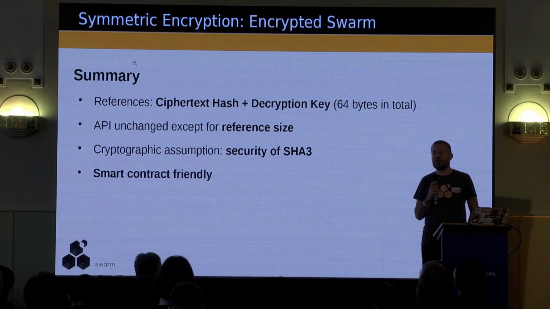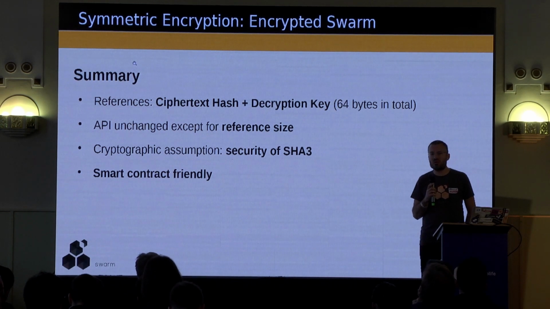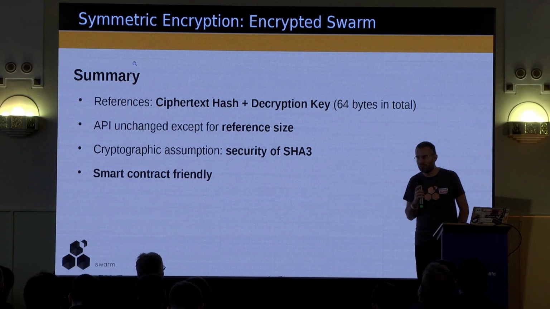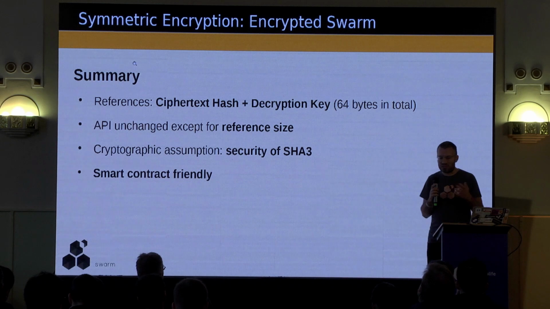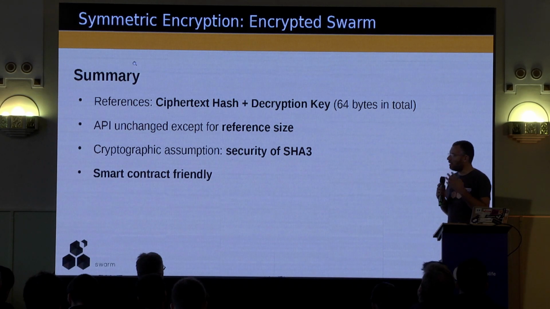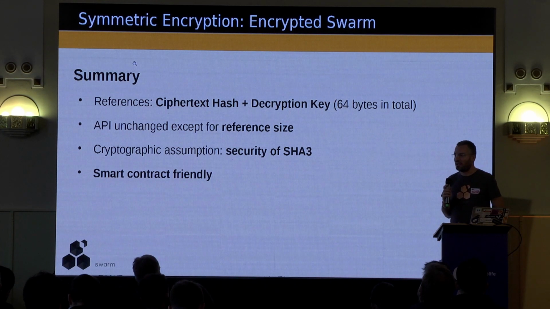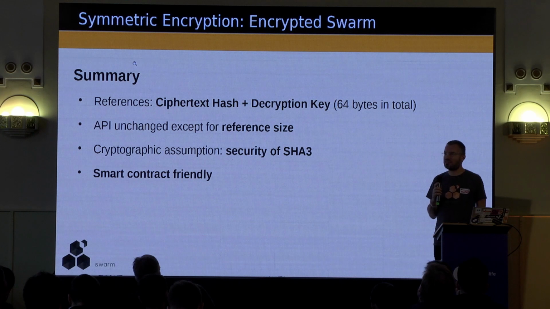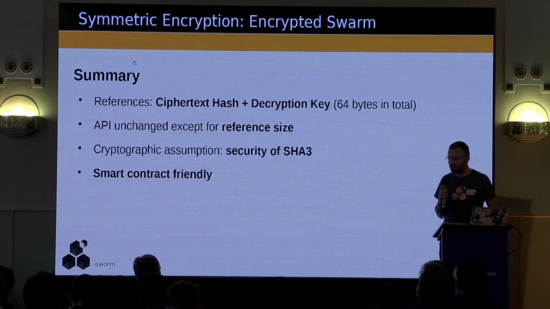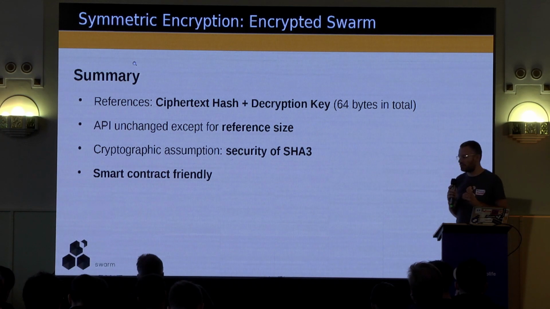And I think at this point it's important to emphasize that it's not only the API, but also the data model. So you can take any data model you have, whatever comes out of Swarm, you take here, except you change the references from hashes to these ciphertext hash plus decryption key pairs. And those are your references into the private data structures. So it's not only the API, but it's also the data model that hasn't changed substantially.